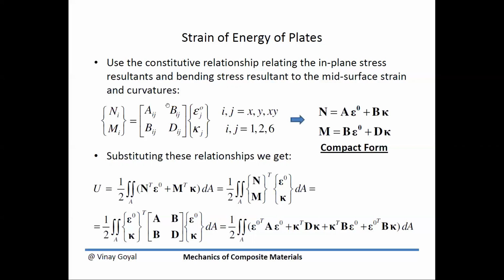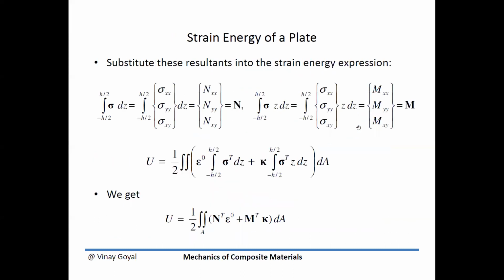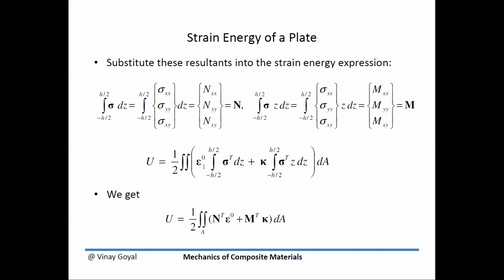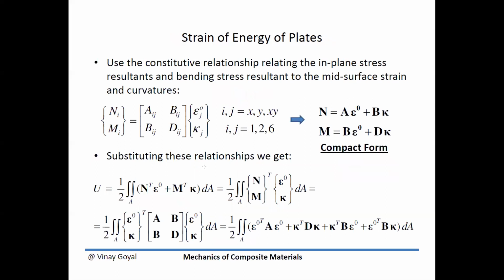And here I have N bold equals A bold times epsilon bold superscript plus B bold times kappa bold. And M bold equals B bold times epsilon bold superscript plus D bold kappa. Kappa is the curvatures and epsilon superscript is the surface strains, mid-surface strains. And again, if I know the mid-surface strains and I know the curvature, I can tell you what the strains are in the global orientation system for every ply because I know the location Z through the thickness. And so that's an important consideration to not forget.